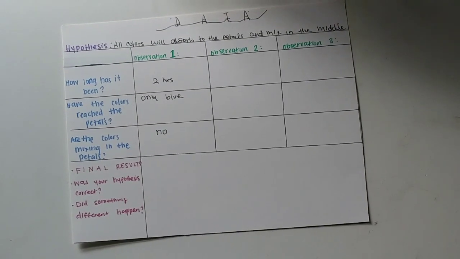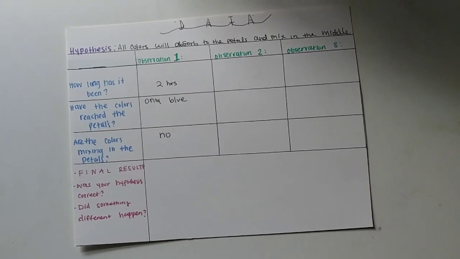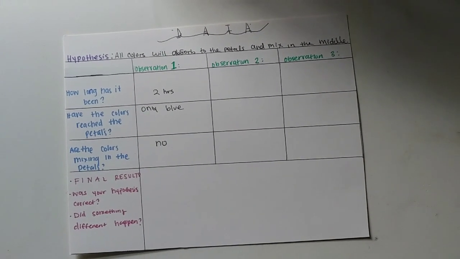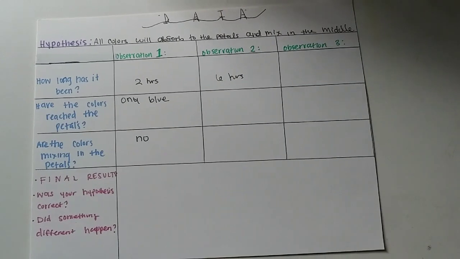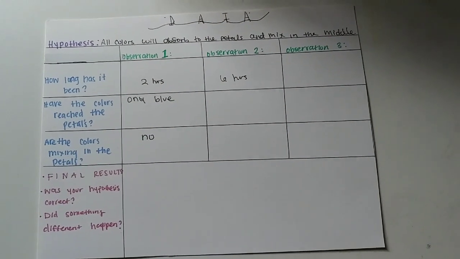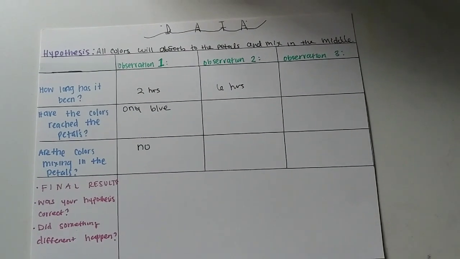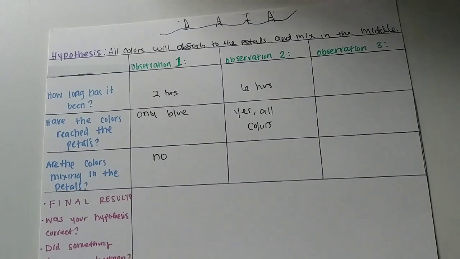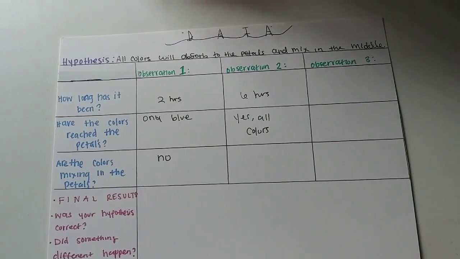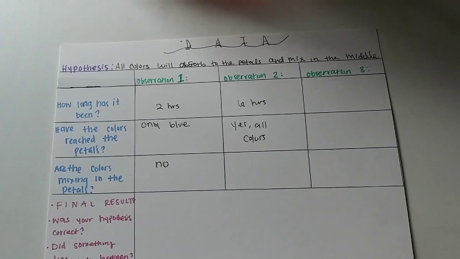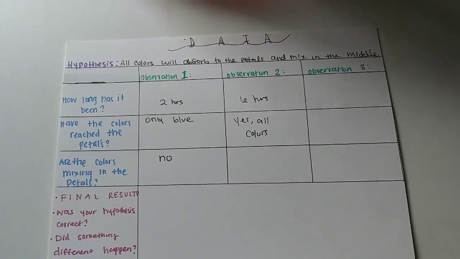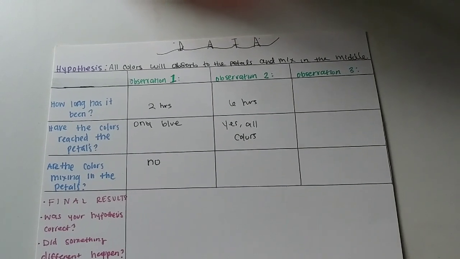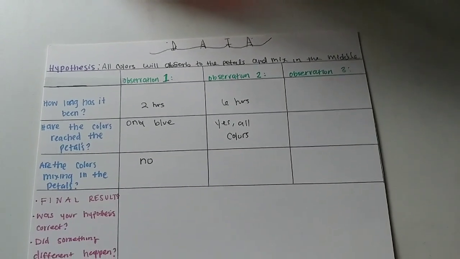So on my data chart, I'm going to write that it has been 6 hours since we've placed them in the colored water. Have the colors reached the petals? I'm going to answer yes for all of them. And the third question is, are the colors mixing in the petals? And the answer for that right now is still no.